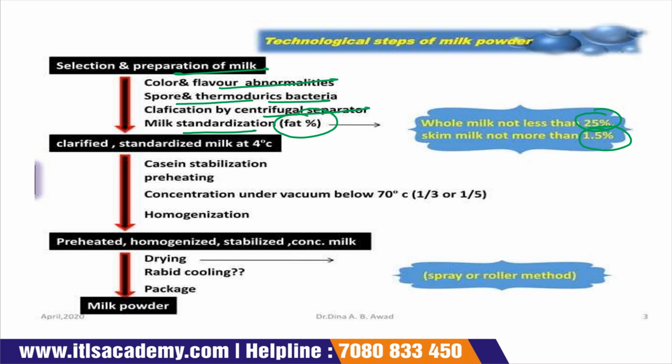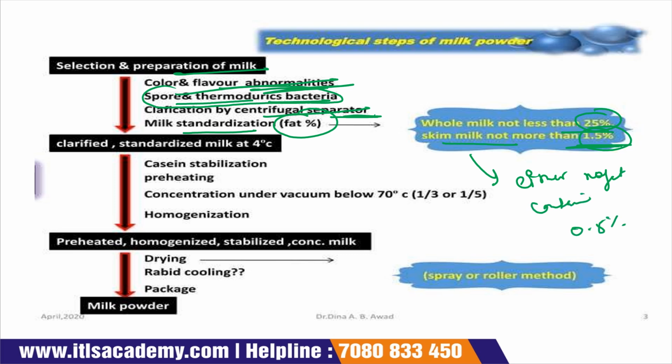The first thing to keep in mind is color and flavor abnormality, which may take place. Spore and thermodynamic bacteria are there, and clarification is done by a centrifugal separator. The fat content, if it is whole milk, should be not less than 25%. But if it is skim milk, then it should be not more than 1.5%. We all know that skim milk has either no fat content or very little, only around 0.5%.